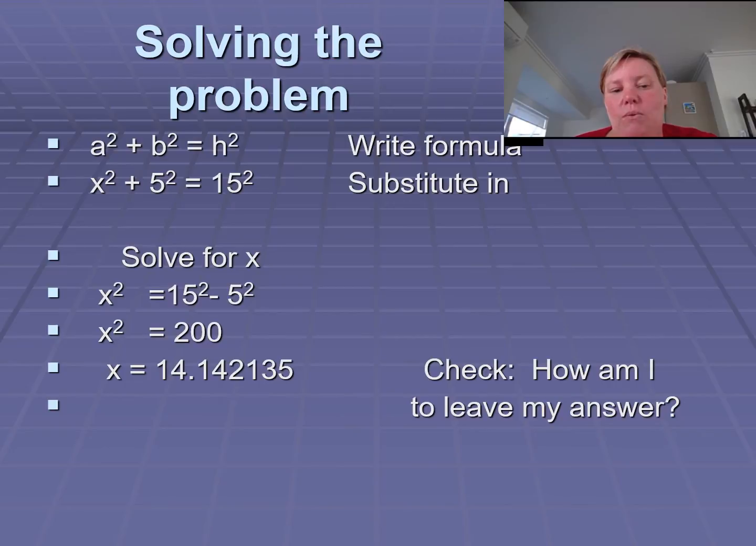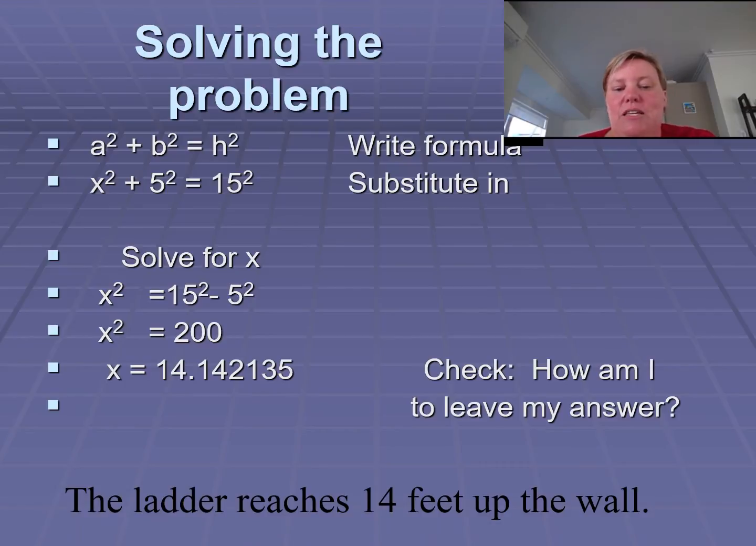Okay, so how do I need to leave my answer? Well, I don't just leave it like that because it was actually a word problem. So I'm actually going to answer that the ladder reaches 14 feet up the wall. Okay, so if you think back to that original triangle, what we're saying is this. We knew this was 15, we knew this is 5, and up the wall it's 14.